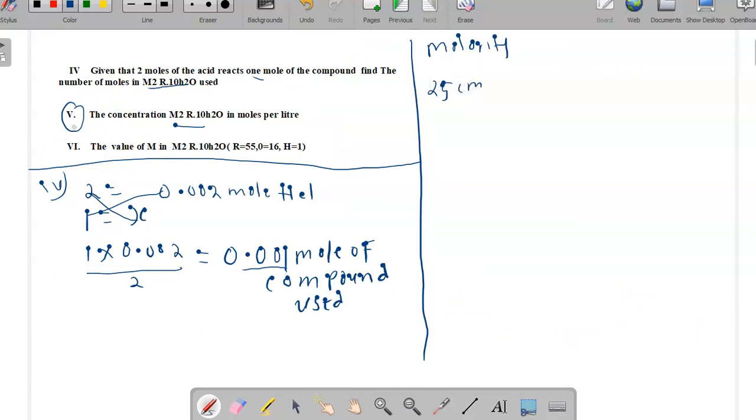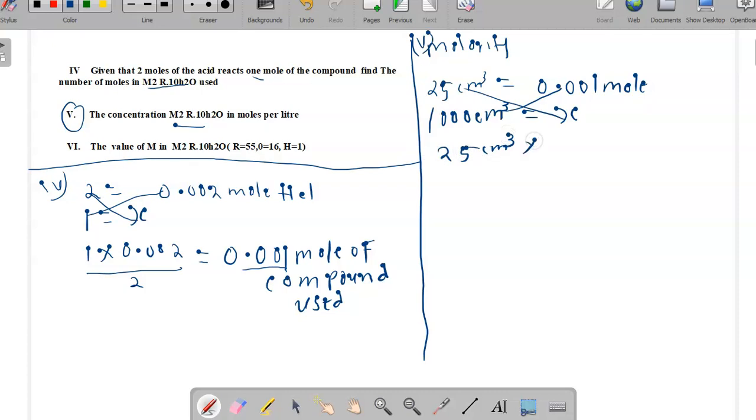This is Roman 5. 25 centimeter cubed is equal to the number of moles used, which is 0.001 mole. Why am I saying that? The reason is 25 is the volume used, and this is the number of moles used. They are equal. Then what about 1000? 1000 is always equal to molarity in terms of volume. Then you cross multiply: 25 centimeter cubed times 0.001 mole.